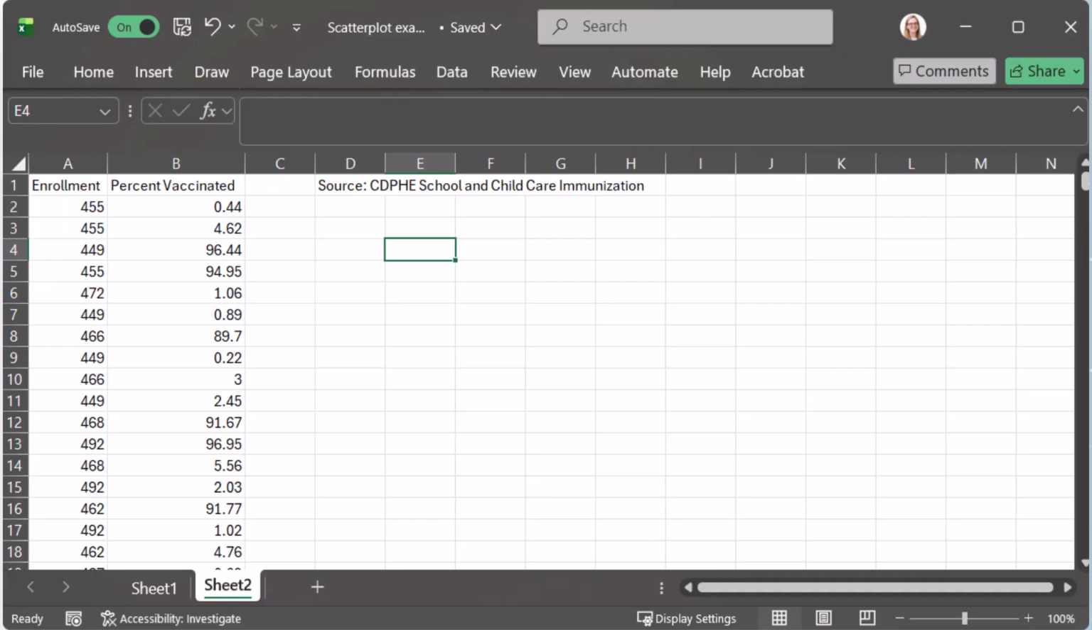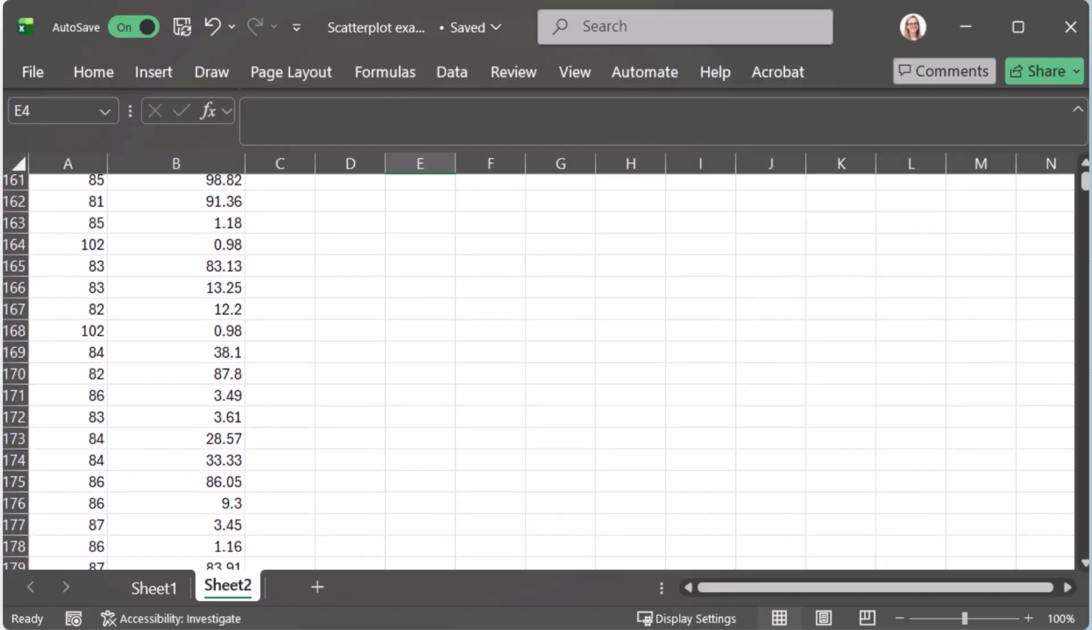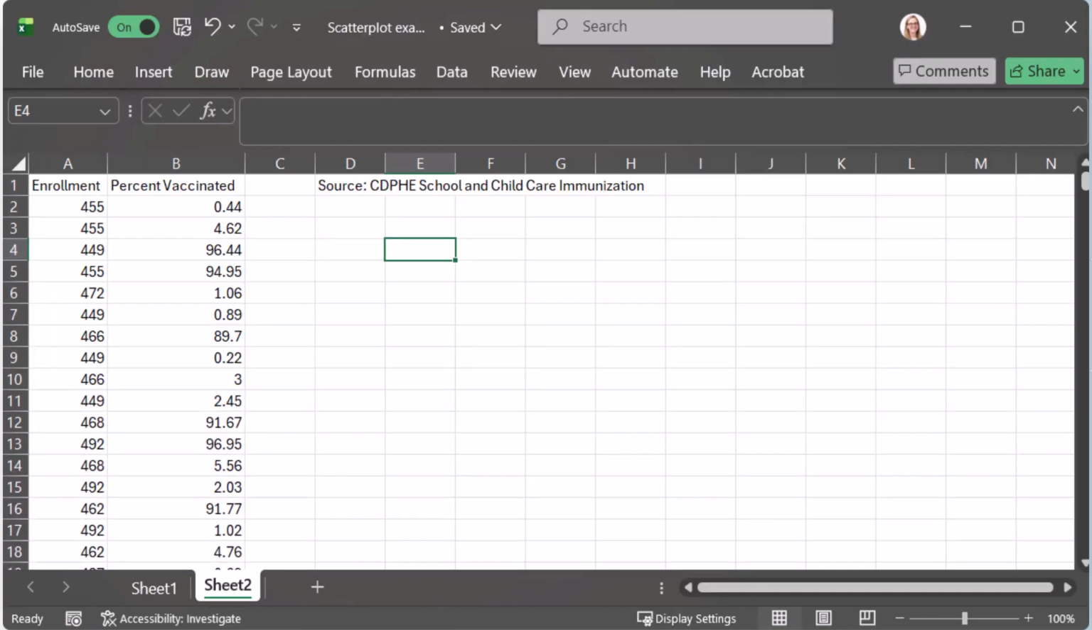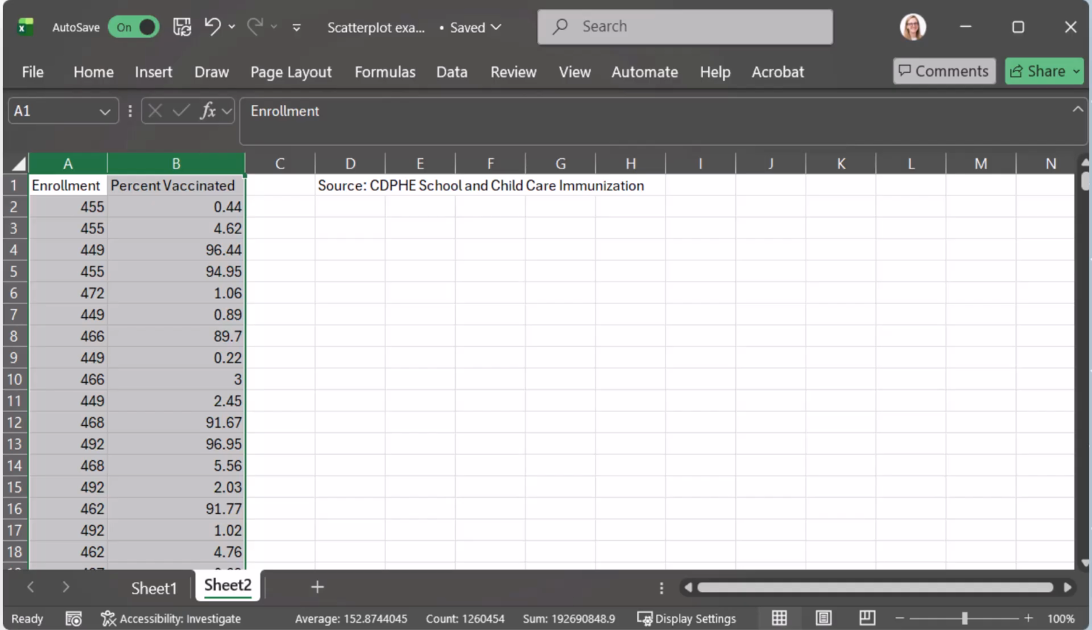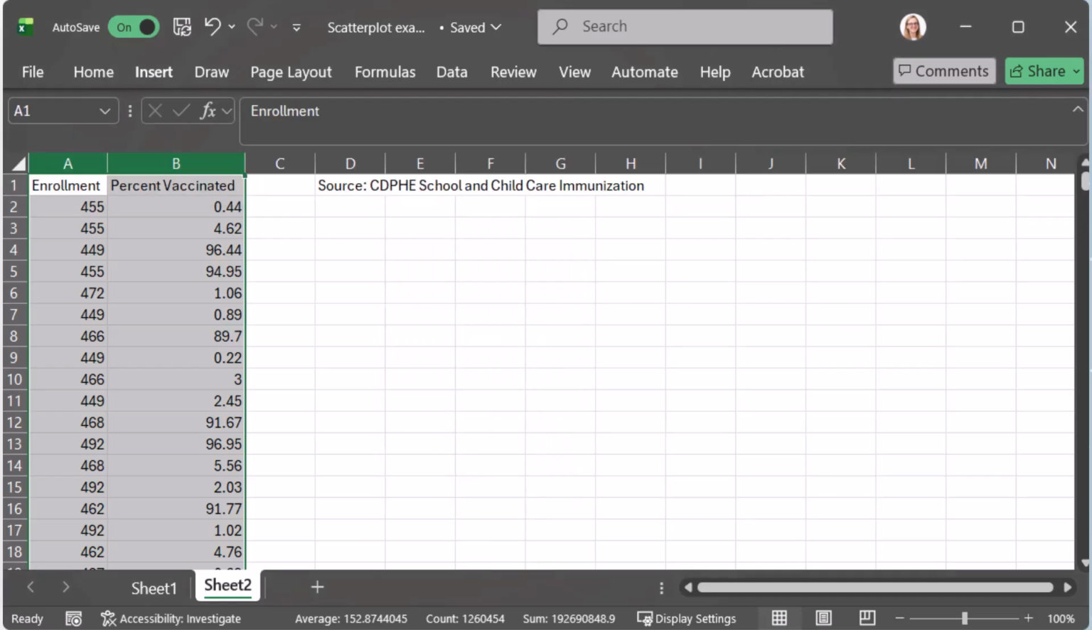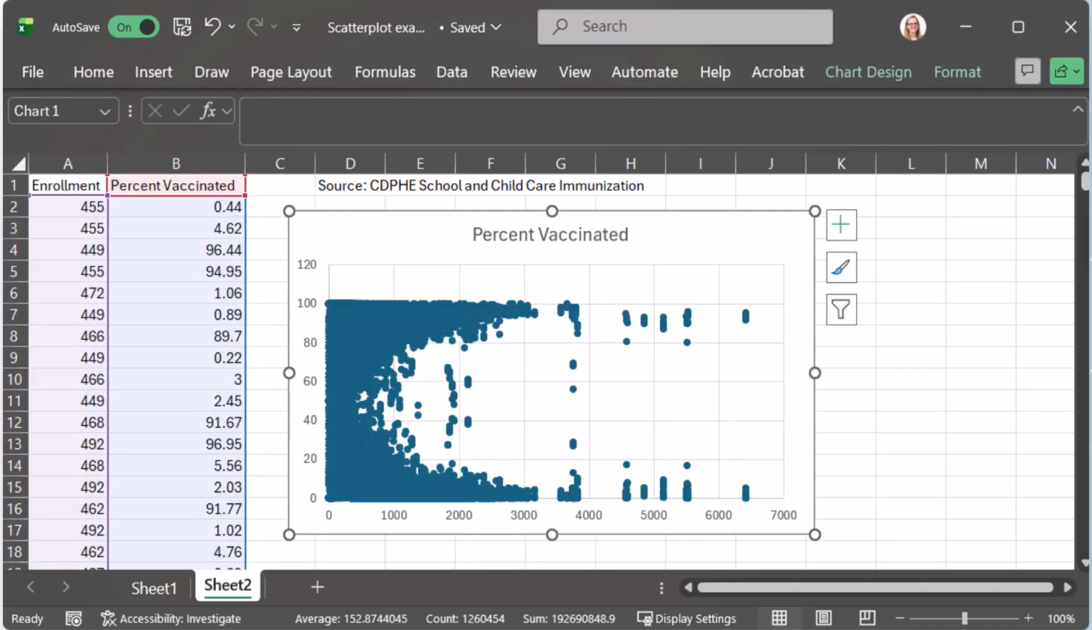So this is a very large data set. There are, I think, at least hundreds, if not thousands of schools that are included in this data set. But if I wanted to do a correlation or a scatter plot to see if there's a relationship between the enrollment or the size of the school and what percent of those students are vaccinated, I can highlight my two columns and with just the same number of clicks, insert a scatter plot. It'll take a minute because this is a very large data set, but Excel will just spit out my scatter plot here.